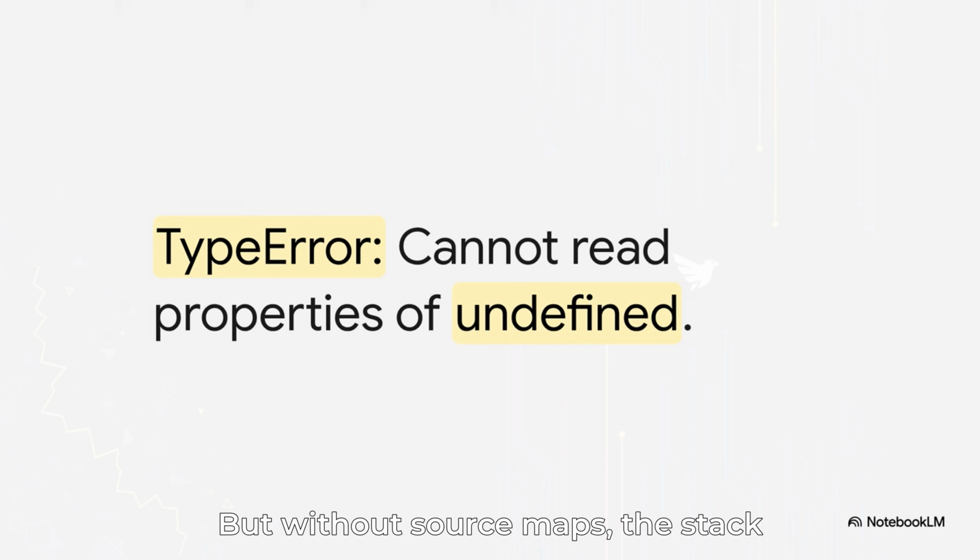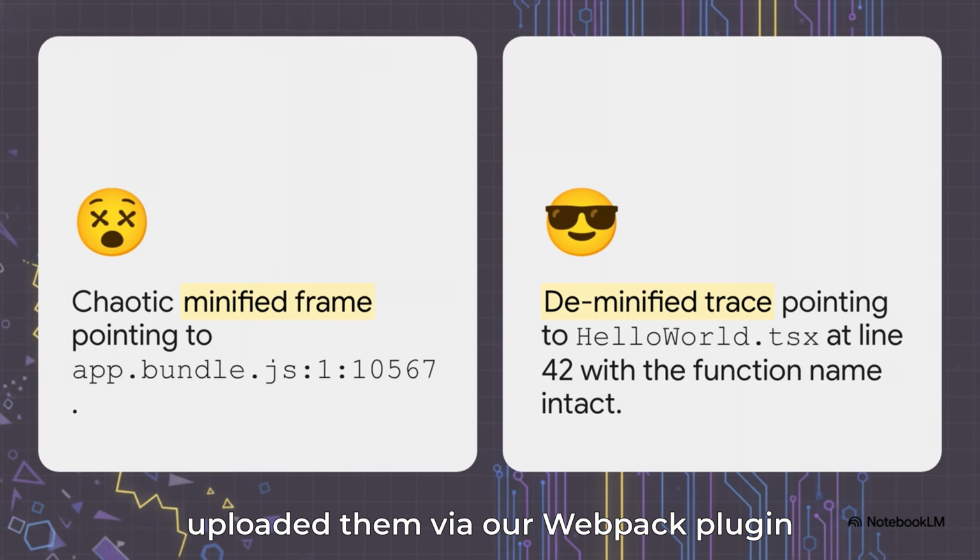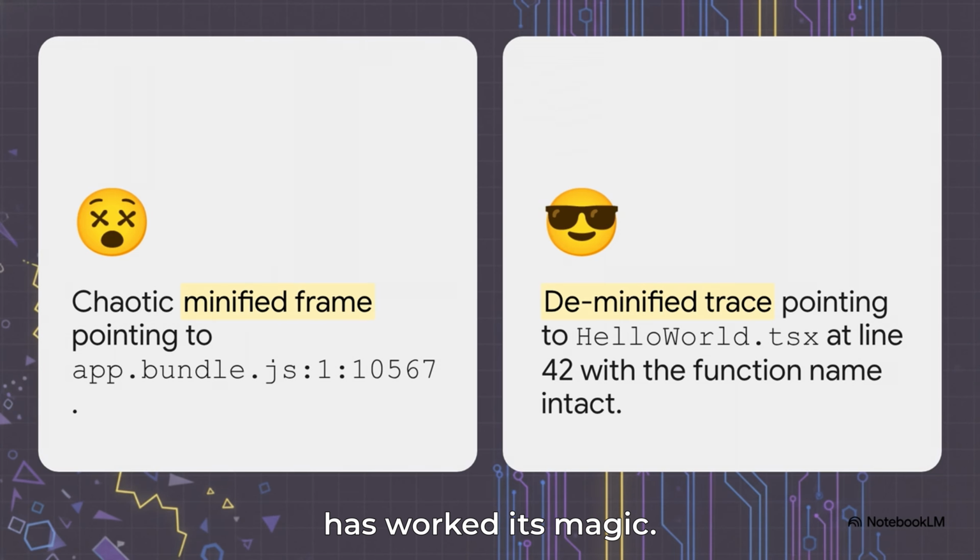But without source maps, the stack trace is completely obfuscated. It just points to app.bundle.js, line 1. I mean, you have hundreds of components. Where do you even start looking? Now, notice the difference once we implement our fix. Because we integrated our source maps and uploaded them via our Webpack plugin during CI/CD, Sentry has worked its magic.